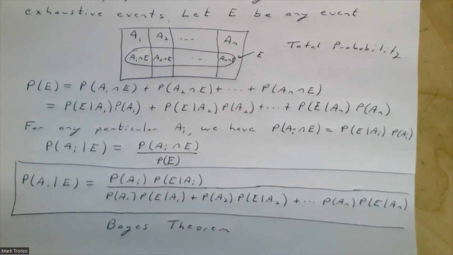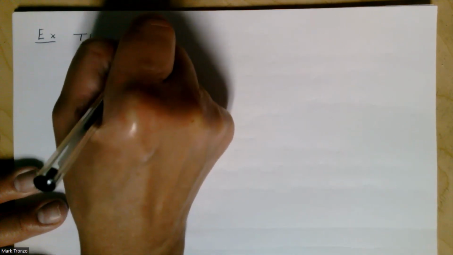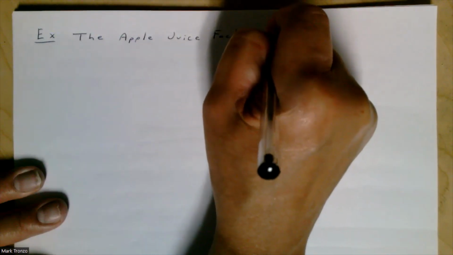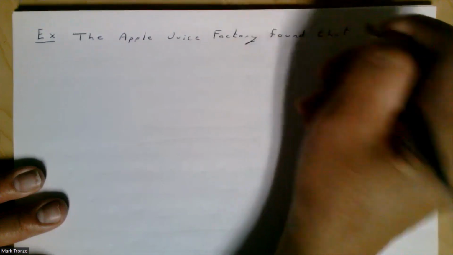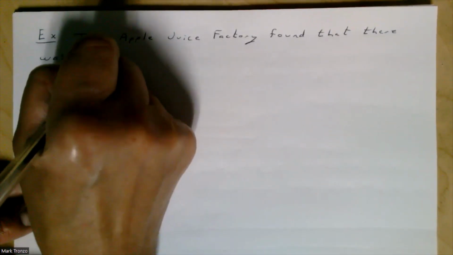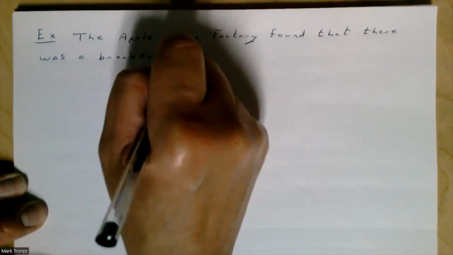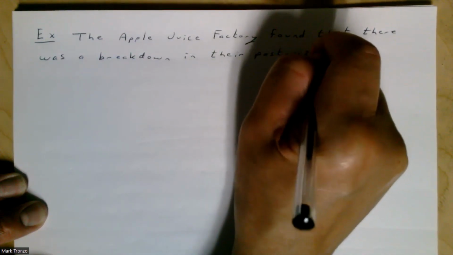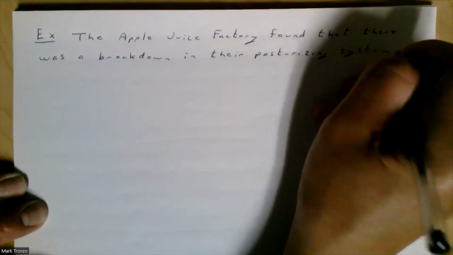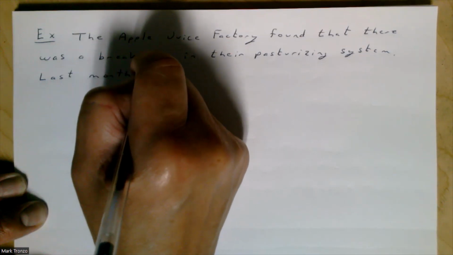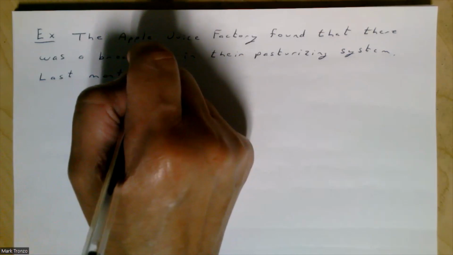And we'll do an example. And so let's do an example. The apple juice factory found that there was a breakdown in their pasteurizing system. Last month, all the bottles they shipped were not pasteurized.